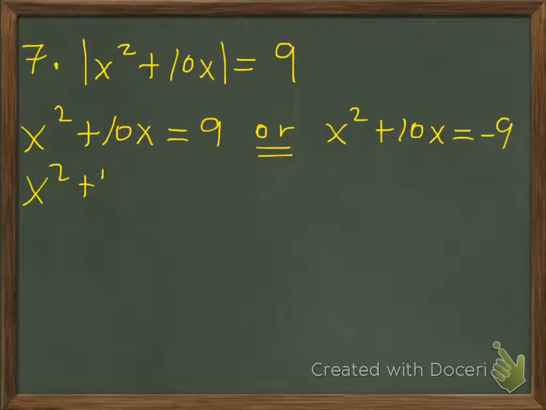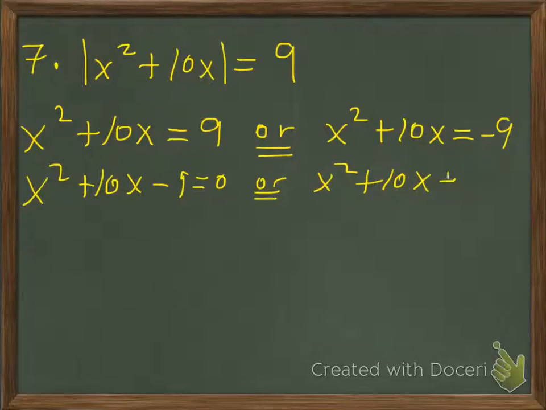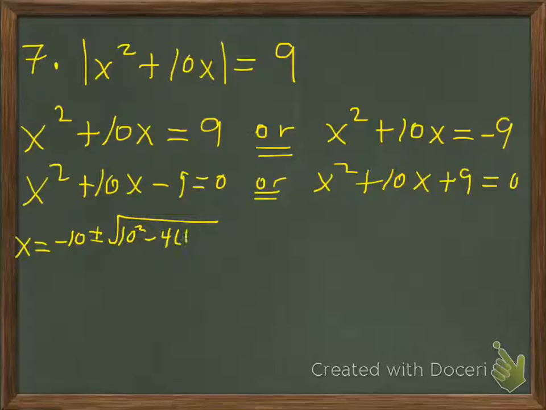So one of them is x squared plus 10x minus 9 equals 0, and I don't think I'm going to factor that one. Or x squared plus 10x plus 9 equals 0, and I think that one I can factor. Okay. So for the first one, I can either do the quadratic formula or complete the square. We'll just go ahead and do the quadratic formula. So it's going to be negative 10 plus or minus the square root of 10 squared minus 4 times 1 times negative 9, all over 2 times 1.